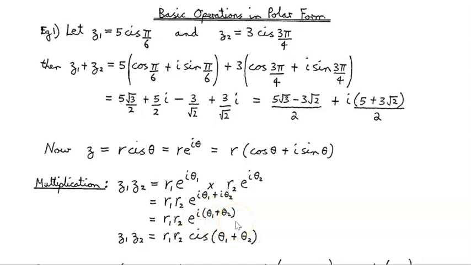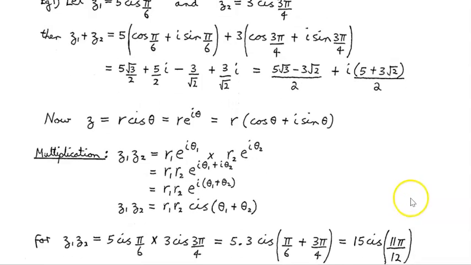Or Z1 Z2 is R1 times R2 times cis, converting back from exponential form to cis theta form, R1 times R2 times cis theta 1 plus theta 2. So multiplying two complex numbers is simply adding the arguments, adding the angles.